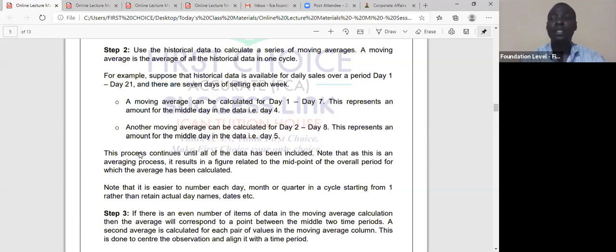If you are starting maybe from January, February, instead of using January, February, March, just call it month 1, month 2, month 3, month 4, like that. So if you're starting from June, now June becomes month 1. So instead of retaining the names, January, February, Sunday, Monday, things like that, you use the cycle starting from 1. It is easier to imagine it like that.